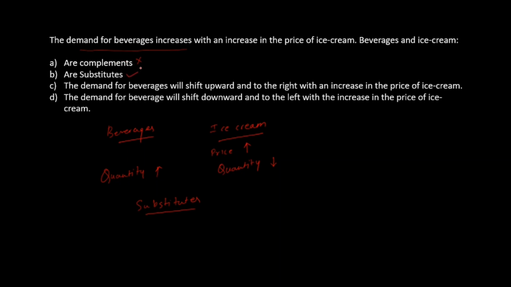Option B, they are substitutes. The demand for beverages will shift upward and to the right with an increase in the price of ice cream. So increase in the price of ice cream has actually increased the quantity demanded for beverages. So definitely we can see an upward shift in the demand curve for beverages, and it is towards the right. So this is the correct option. Will it shift downward and to the left? This means a decrease in demand. So this is not correct.